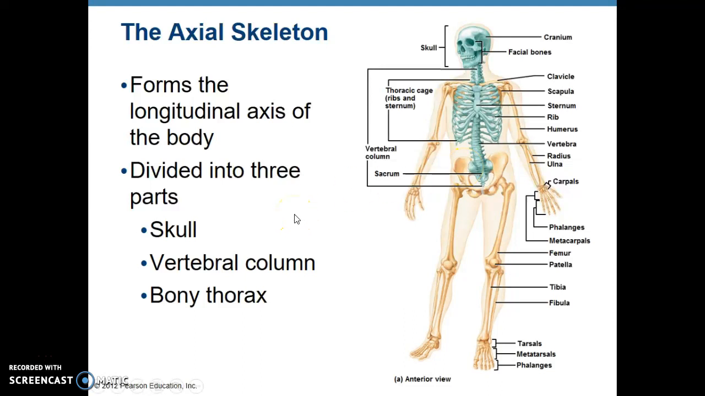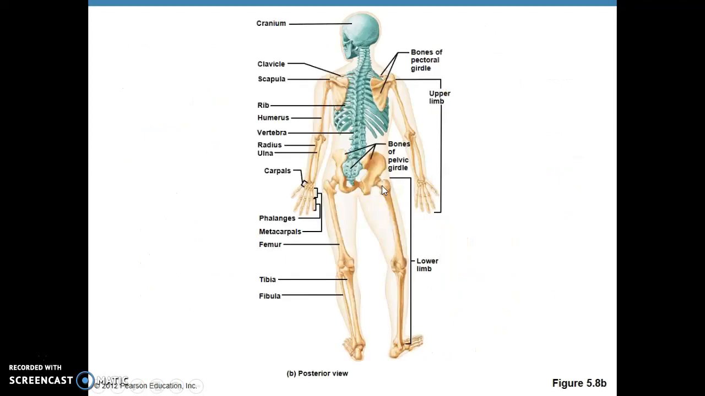And it's divided into three parts. So you have your skull, you have the vertebral column, and then you have this bony thorax area. This is the view from the back.